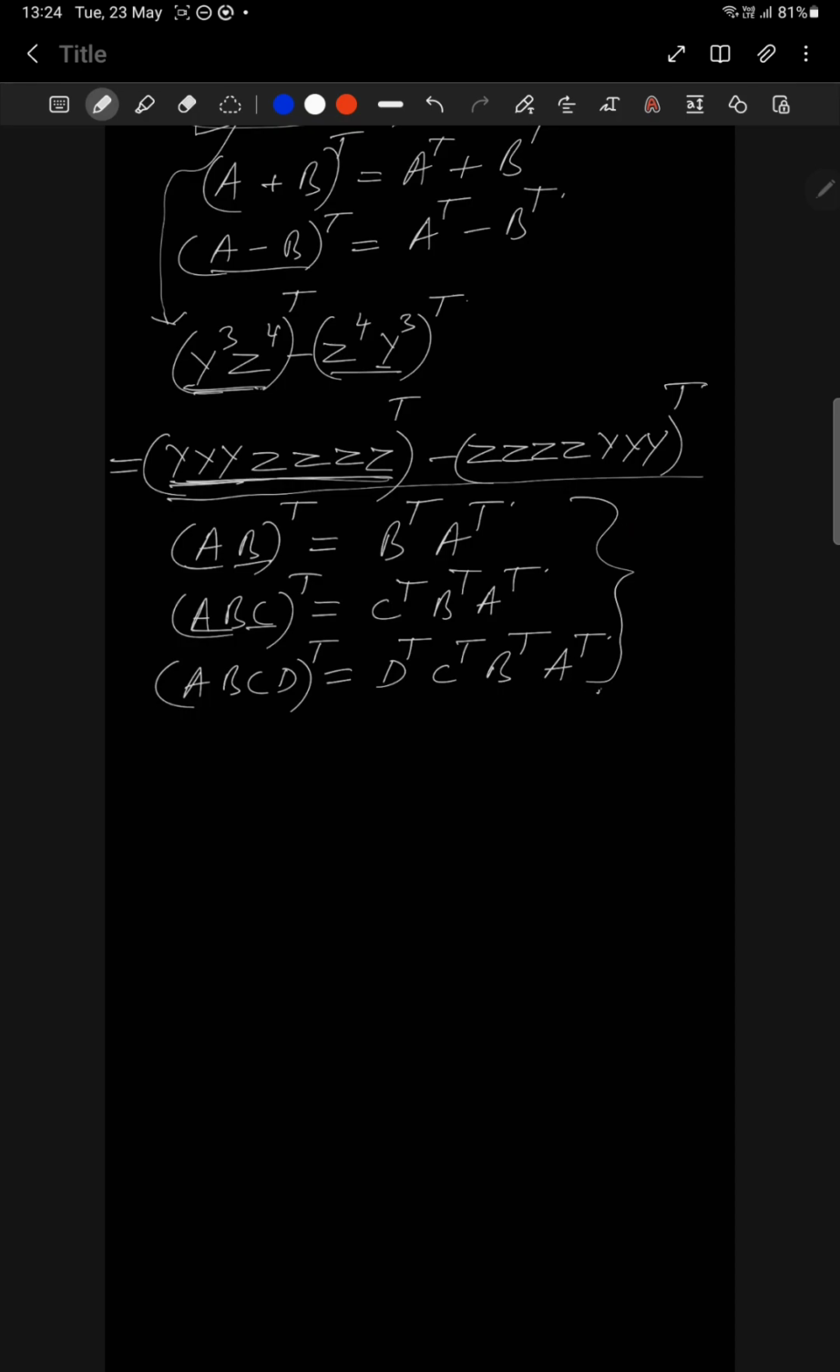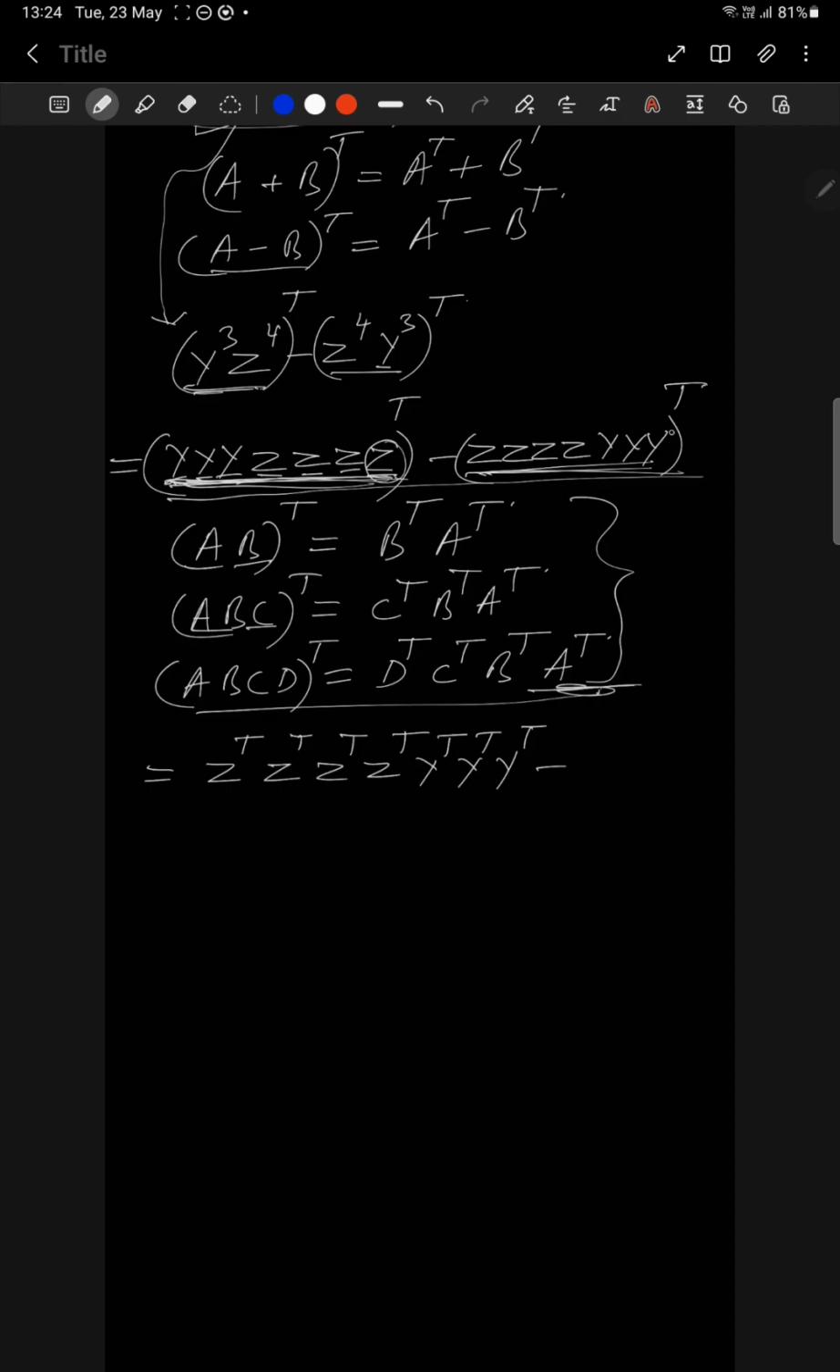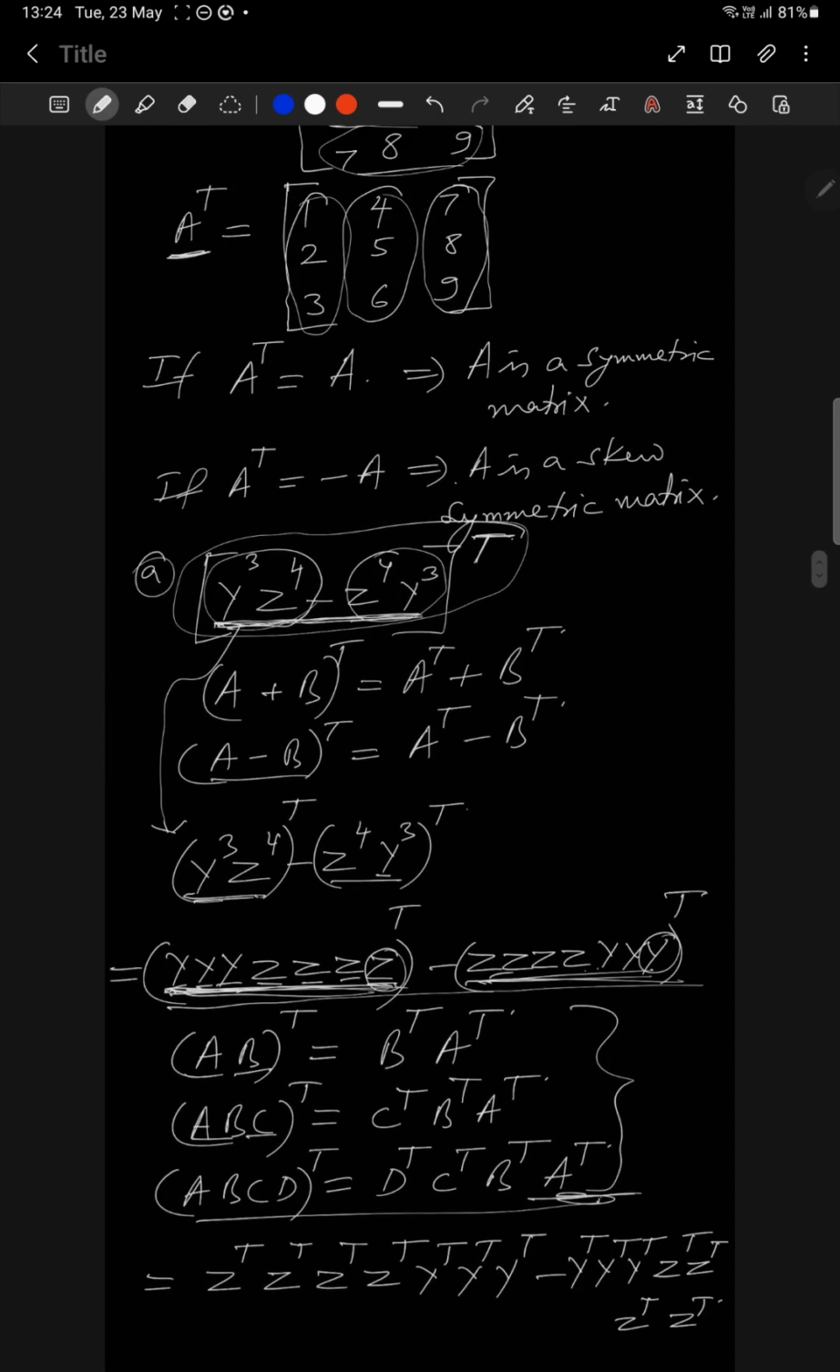So using this particular concept, all these concepts over here and over here, do you find we can write this whole thing starting with this z as z transpose, then this z will be written z transpose, this z will be written z transpose, this y will be written y transpose and then y transpose, minus, coming to this we have to start from here, that is y transpose, third one, and then 4 times z transpose and then z transpose. I hope till this point it is clear to all of you.